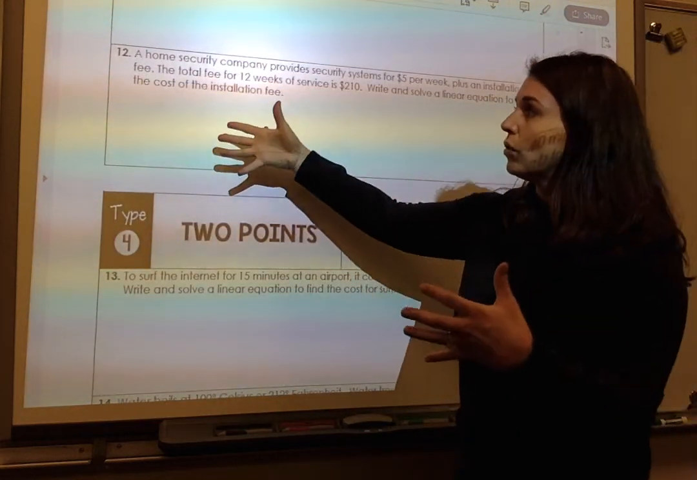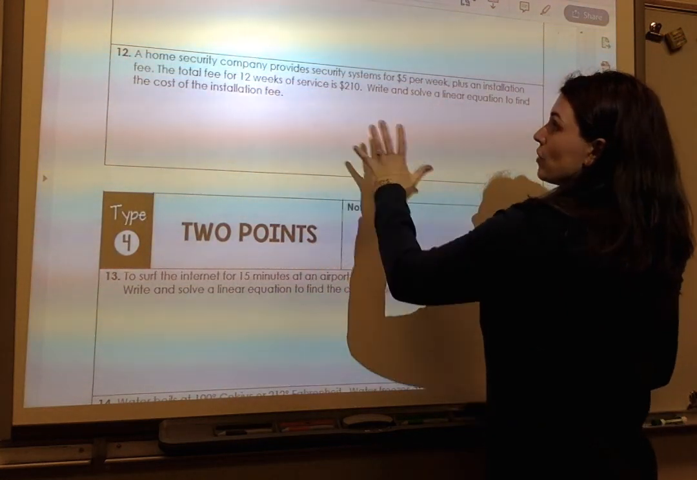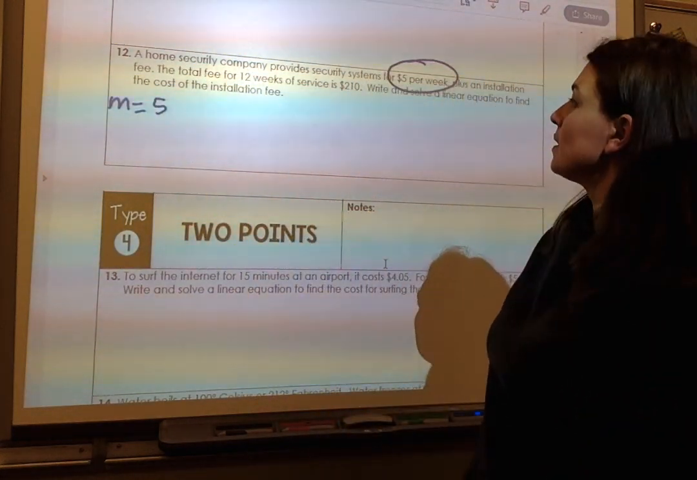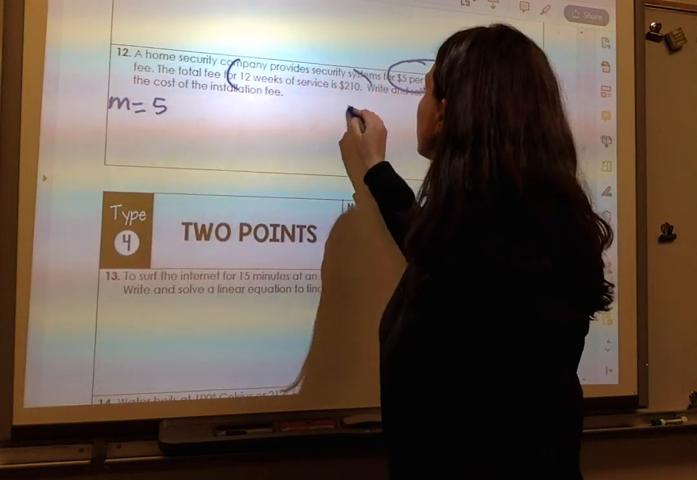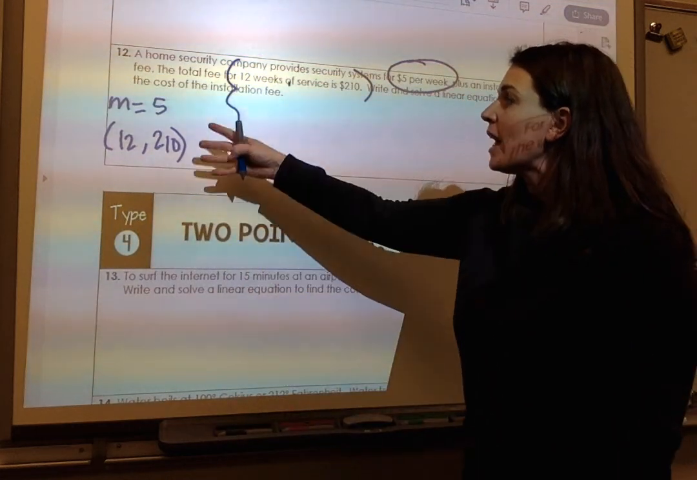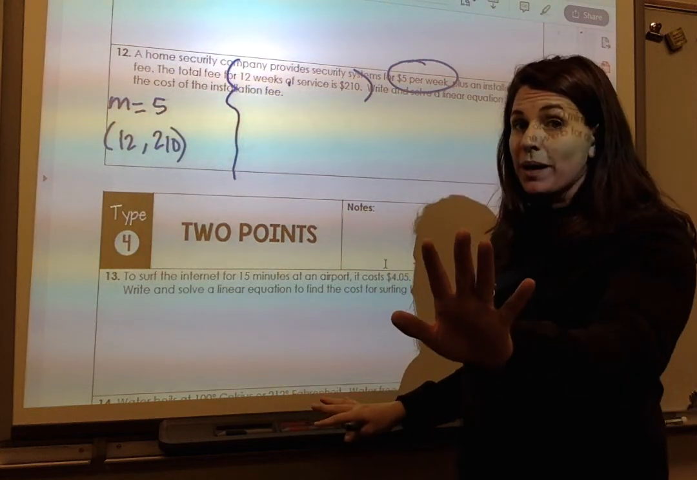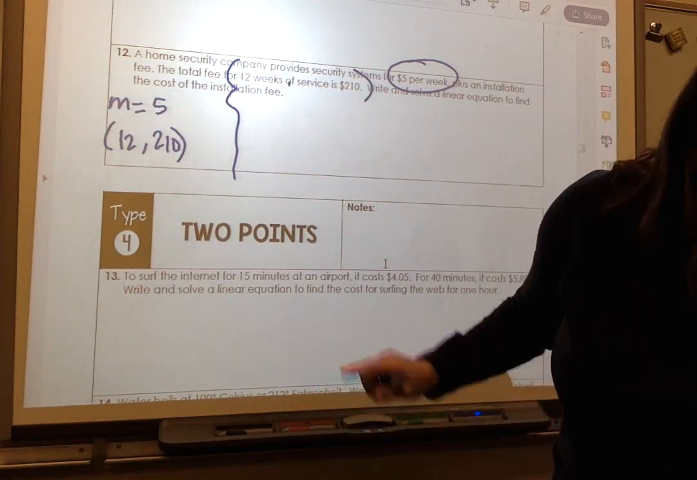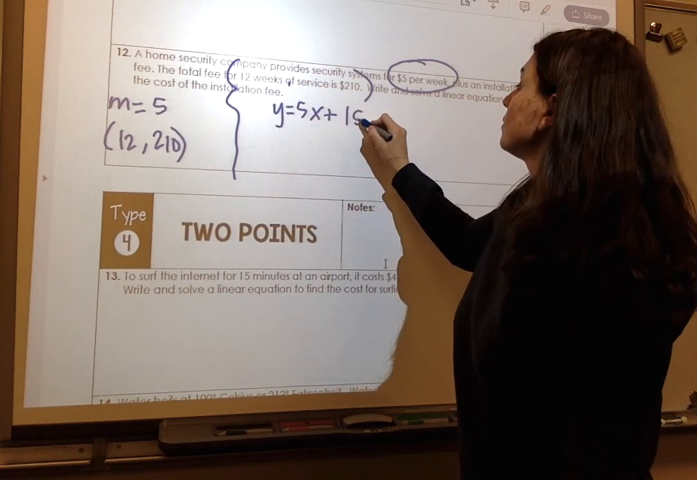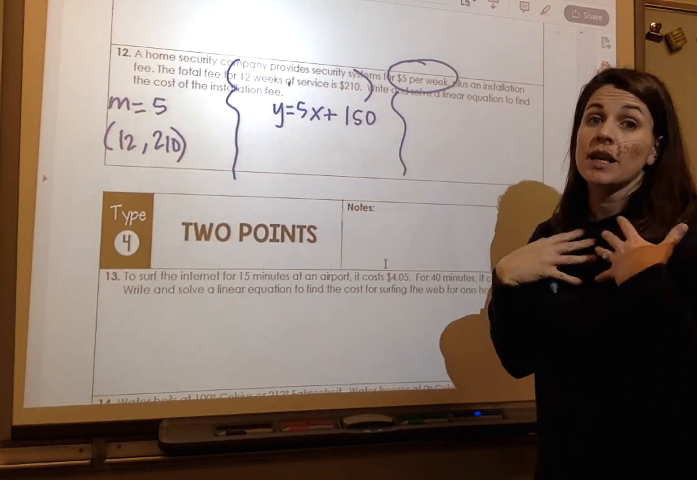I'm just going to tell you the points here, and then hopefully you can figure out the linear equation, okay? So $5 per week, bam, slope is 5, plus an installation fee. The 12 weeks of service is $210, so 12 weeks for $210. All right, with that information, what is your linear equation? I'm not going to do the work for you because you should be able to do it. So your linear equation, you should be getting y equals 5x plus 150. That's what you should be doing when you solve this. If you're not getting that, you still need help and come see me.